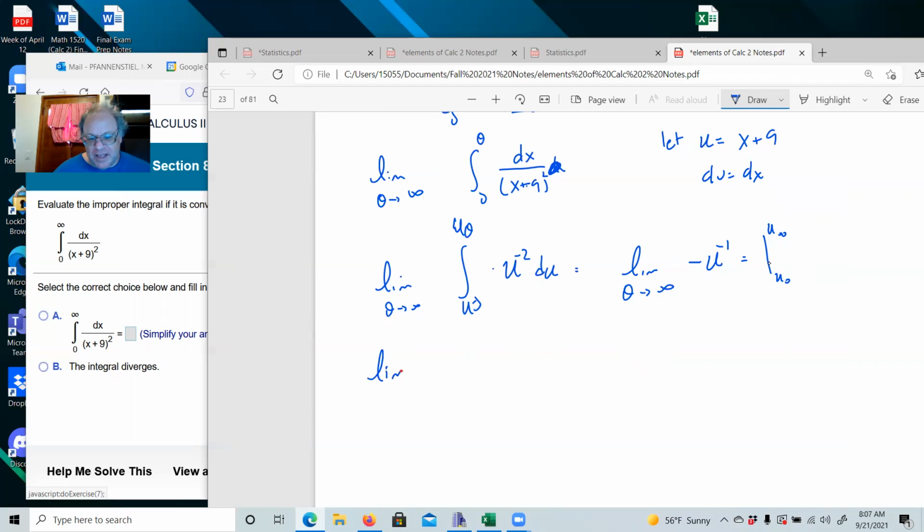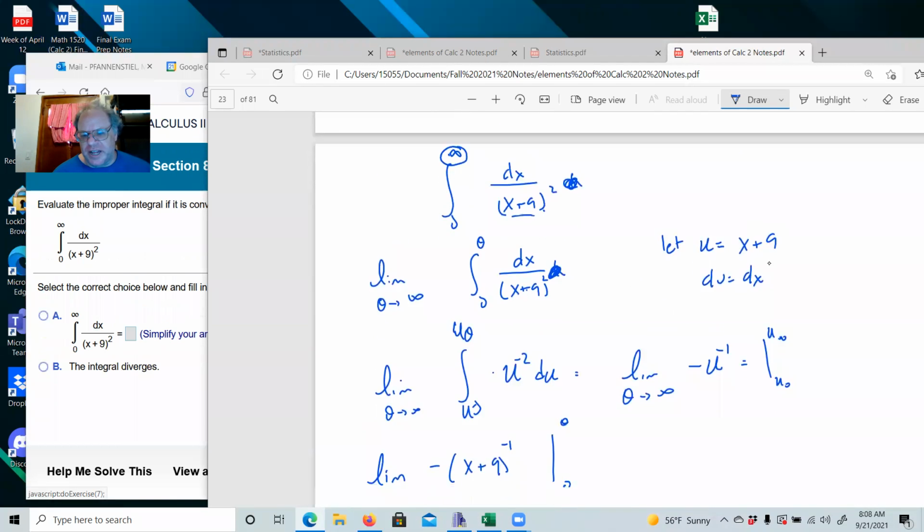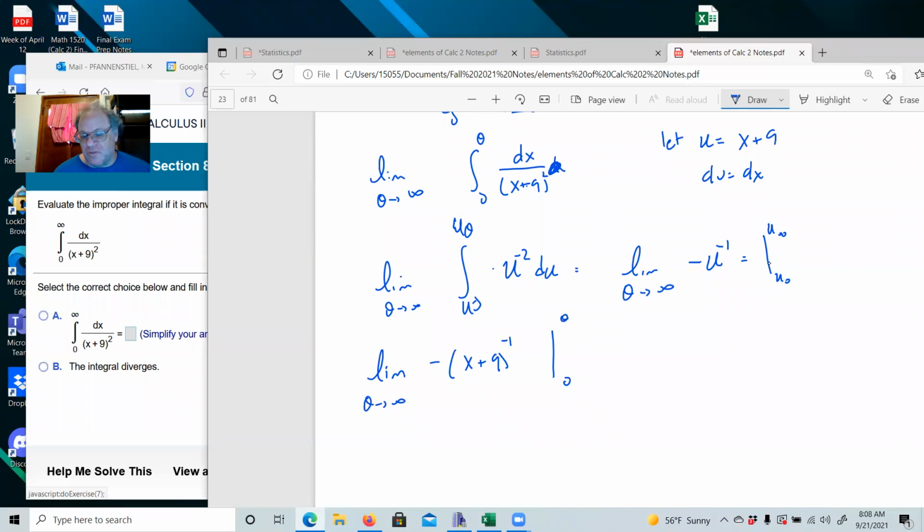All right. So limit as theta goes to infinity. We're back to x plus 9, negative 1, and we're going from 0 to theta, and 0 to infinity. Then I'm going to pull the same thing that we did before. So this is limit as theta goes to infinity, 1 over x plus 9, from theta to 0. Swap my limits of integration, because of the negative sign.